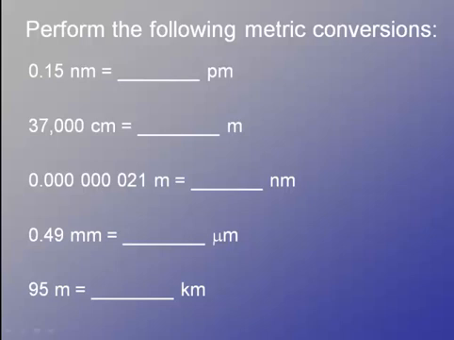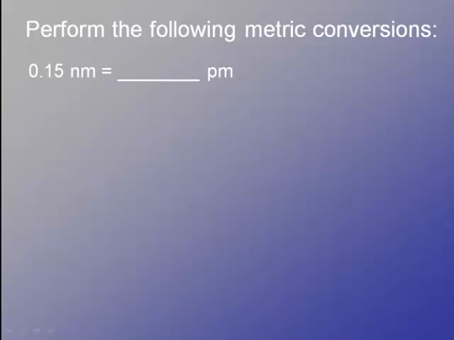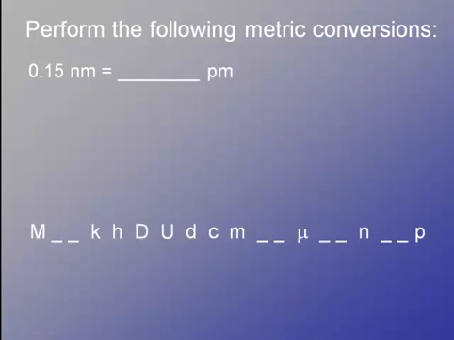Practice by completing these metric conversions. Convert 0.15 nanometers to picometers. We're starting on the prefix nano, and we're moving to pico. That's moving the decimal to the right 3 times. So we get that 0.15 nanometers equals 150 picometers.